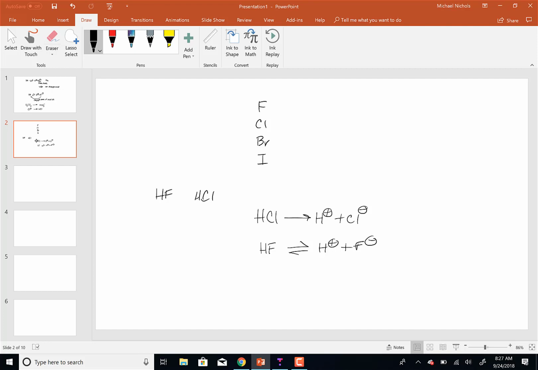So HF then is only partially dissociated. That makes it a weak acid. HCl completely dissociates. That makes it a strong acid. And then as we go down the periodic table, HBr and HI are even more acidic. Now you might say, how can HCl dissociate less than 100%, or how does HBr dissociate more if they're completely dissociated?